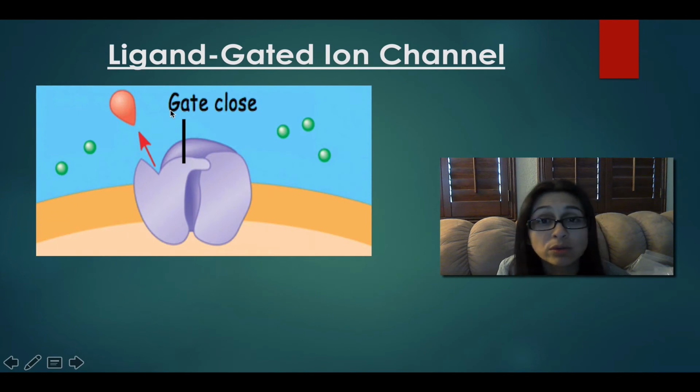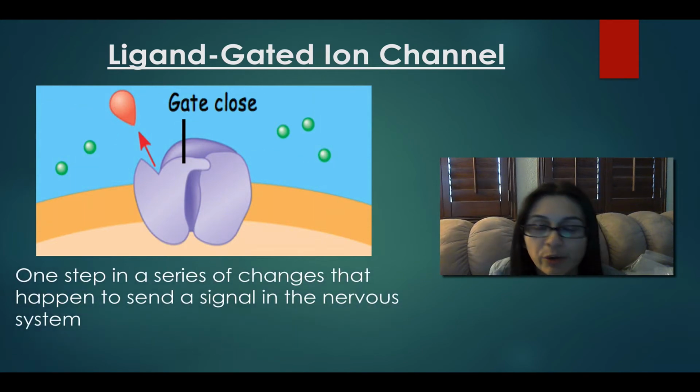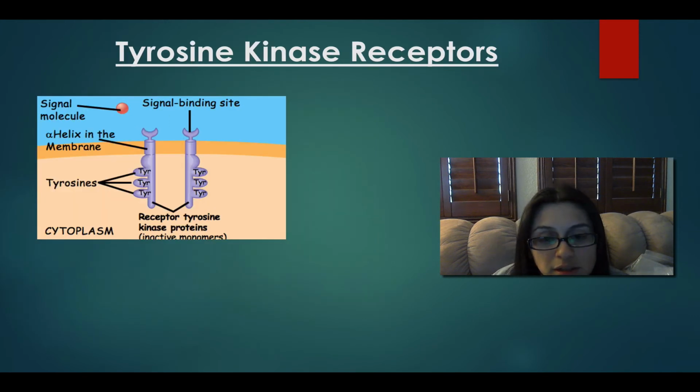In order to close a ligand-gated ion channel, the ligand is simply released. That causes the protein to change back to its original shape, and the gate is closed. So now the ions cannot flow through. Now, we're going to see this later on when we get into the nervous system, but this is a major way that signals are communicated through your body.